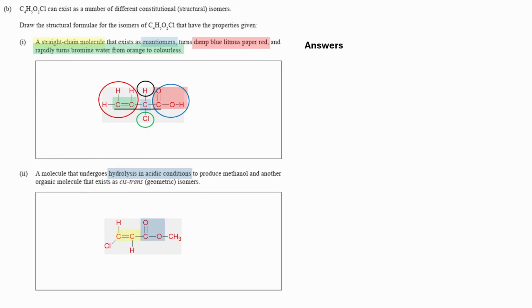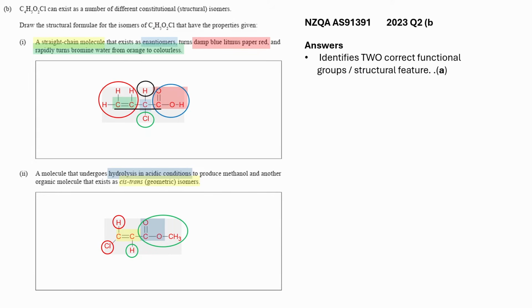And here we go. Each carbon of the double bond has two different groups or atoms coming off it. So we have two different on the left-hand one and two different on the right-hand one, and that's why it's geometric isomers. So these are the two isomers we possibly could have drawn.